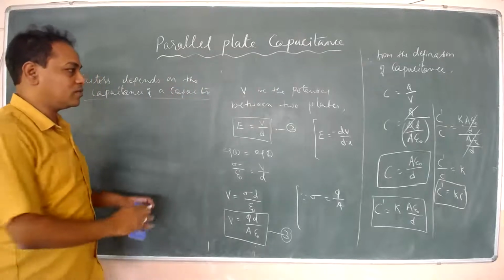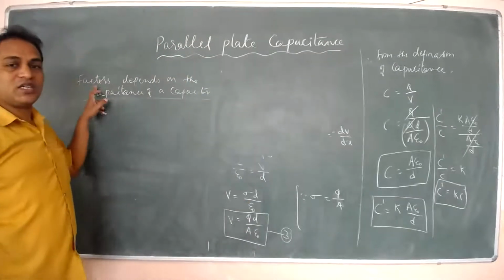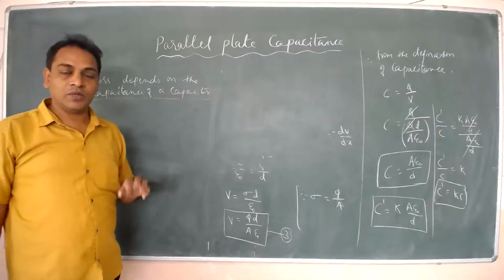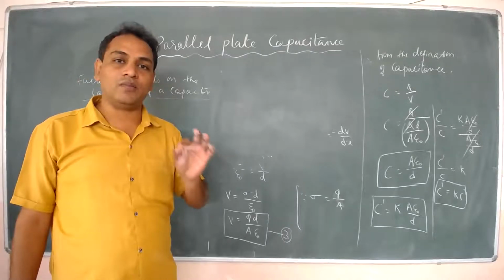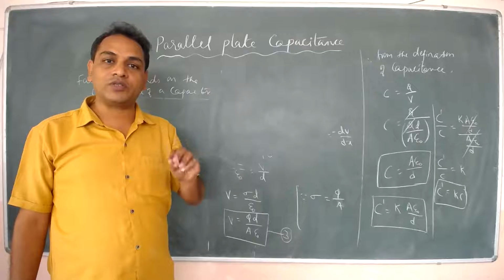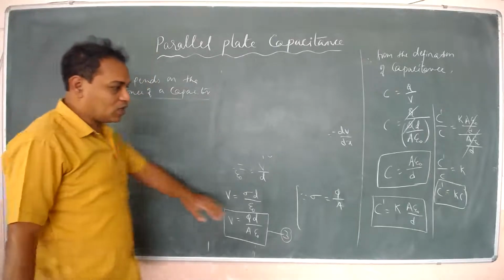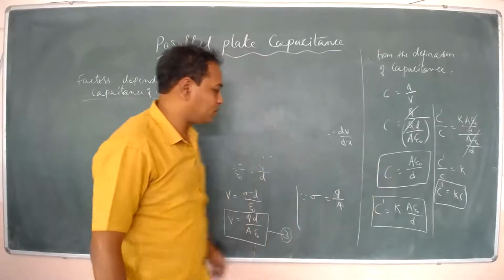So here next, the factors on which the capacitance of a capacitor depends. That means, what are the factors on which the capacitance of a parallel plate capacitor depends? On what factor does the capacitance depend? That is what is being asked here. So it is quite clear from this formula.